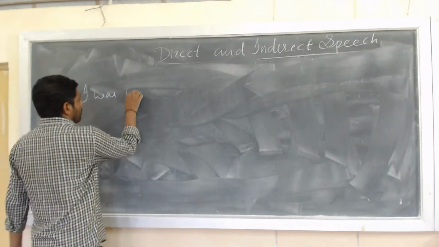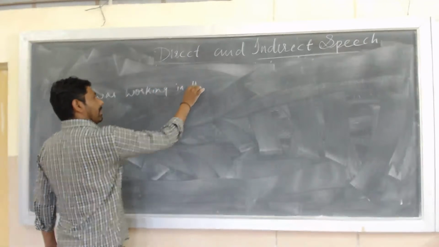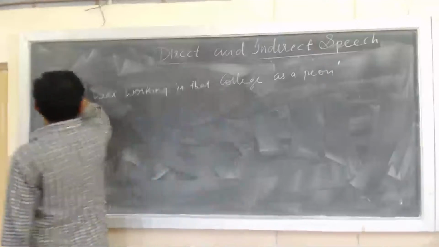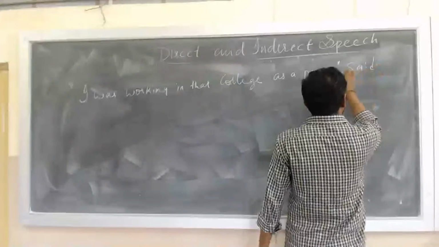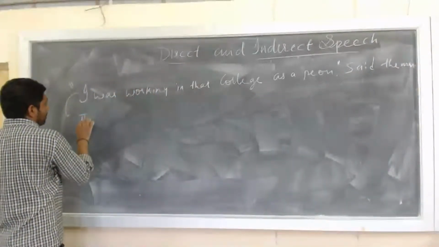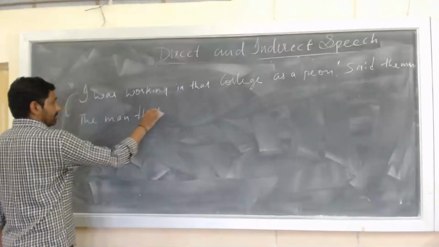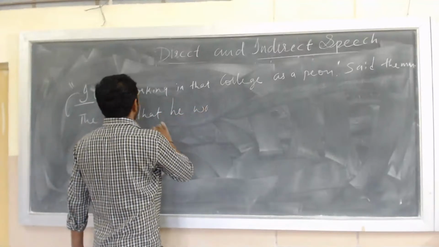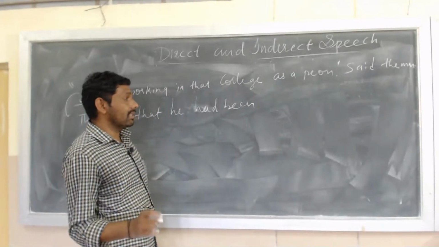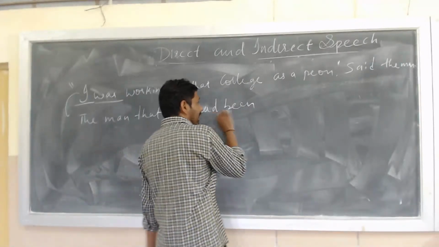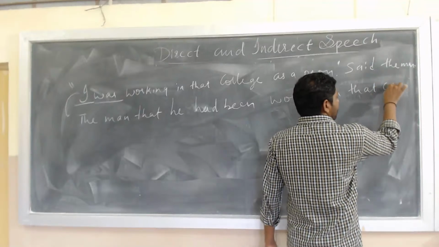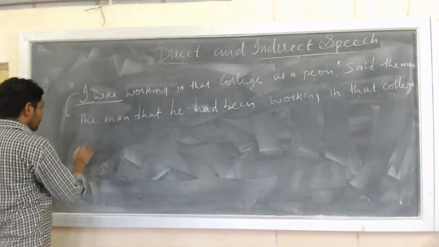Now, past continuous. "I was working in that college as a peon," said the man. So the man said, how can it be changed? Look at this example. The man said that I changes to he, was changes to had been. So past continuous changes to past perfect continuous. He had been working in that college as a peon.